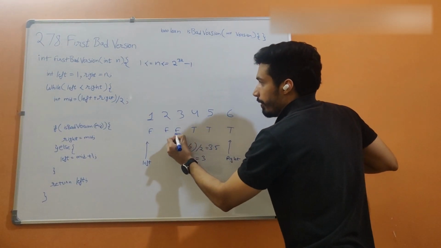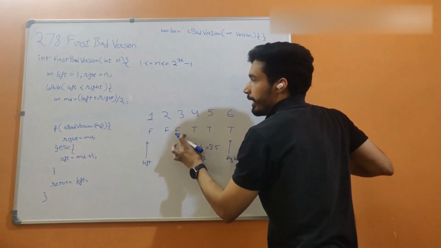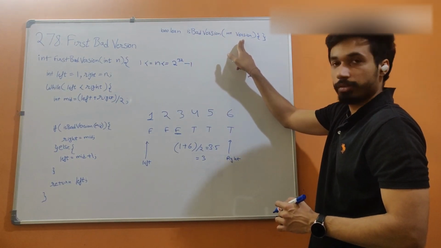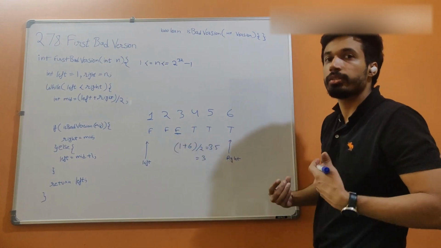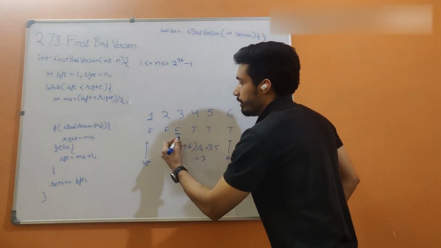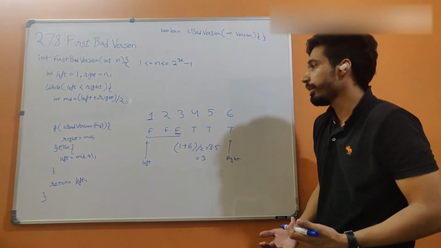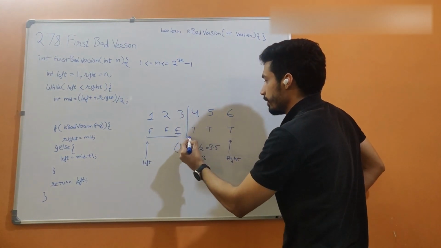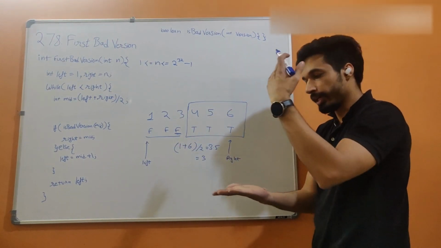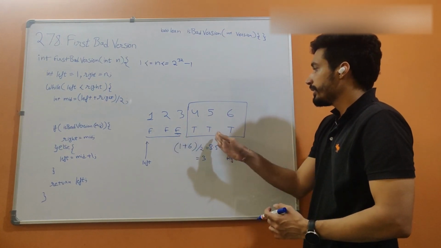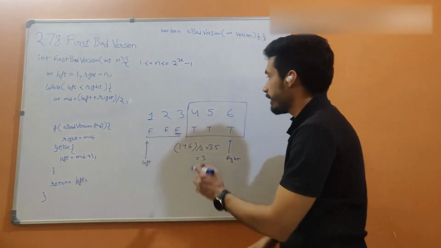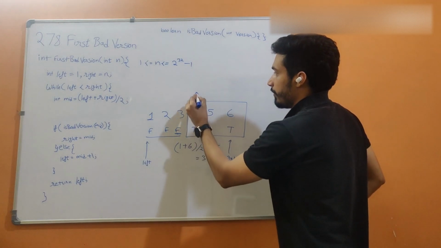Now we check whether 3 is the bad version or not. We pass 3 to this method, and it returns false. No, 3 is not the bad version. So we know that all the versions before 3, and including 3, are not bad, right? So now our problem space should be limited to just the right-hand side of 3. We divide the problem in half. Now we make left as mid plus 1, that is 4. Now 4 is the left.